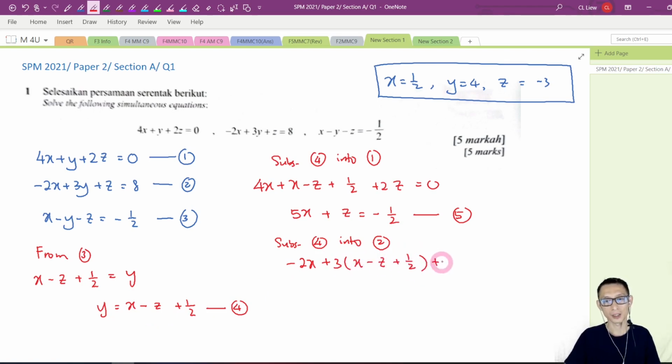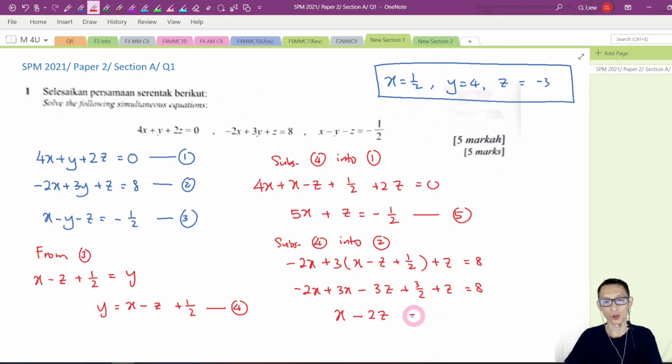3y plus z is equal to 8. Okay, so do some expansion over here. Negative 2x plus 3x. Positive, negative, you get negative. Minus 3z. Positive, positive, you get positive. 3 over 2 plus z is equal to 8. Okay, negative 2x plus 3x, you will get x. So negative 3z plus z, you will get negative 2z.